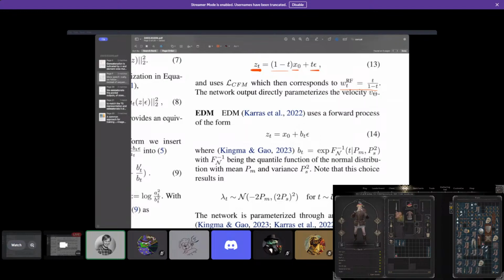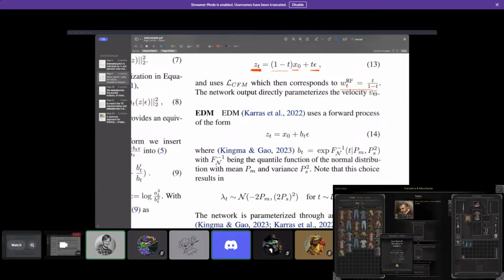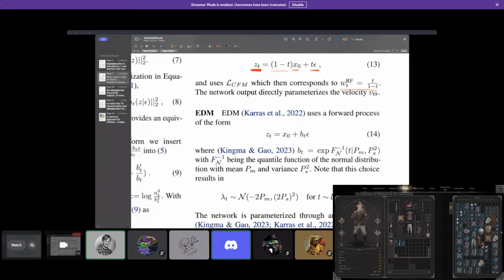If I understand correctly, there are multiple things going on. Is that right? Exactly. So one is your BT, which is your noise injection schedule in some sense, right? Because your ZT is X0 plus BT. Well, that's EDM, but it's slightly different over here. It's right above there: 1 minus t times X0 plus t times epsilon. So BT is your noise injection. That goes in as a factor for your sampling.